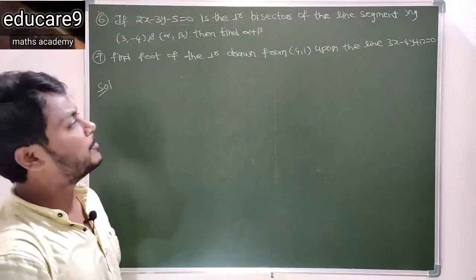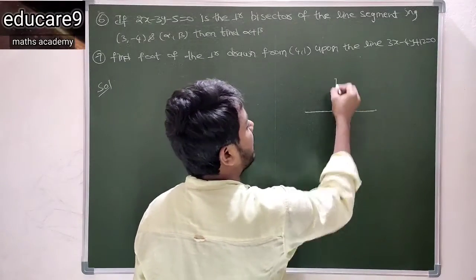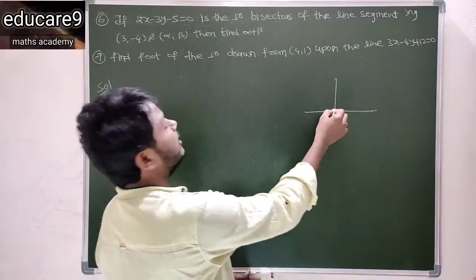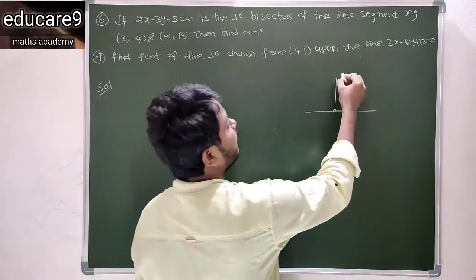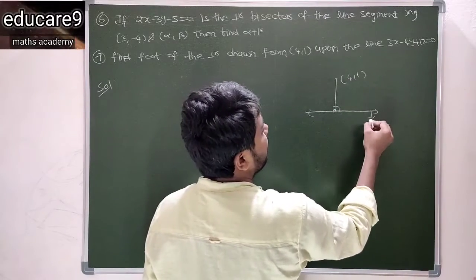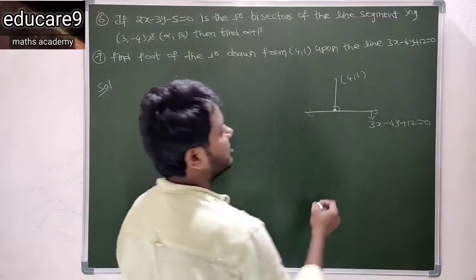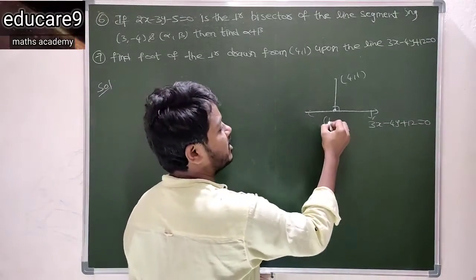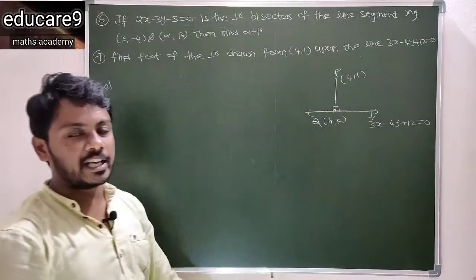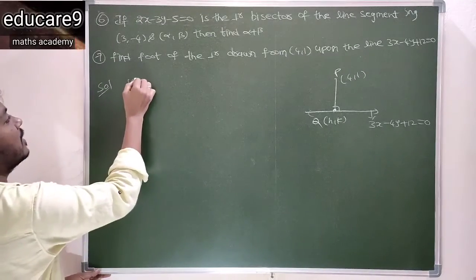Find the foot of the perpendicular. So see here. Whenever two lines are perpendicular, this point is called the foot. You need to find the foot from the point 4 comma 1 to the line 3x minus 4y plus 12 equals 0. Suppose this point is some h comma k. So this is Q and this is P. So clearly you have to apply the foot theorem.